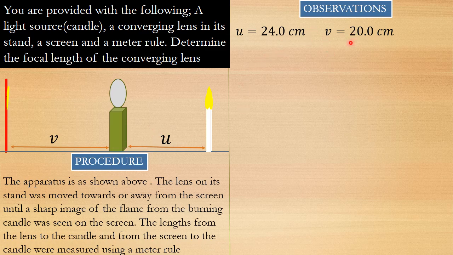Good. So these are our observations. These are the values that we are going to get from this experiment. Then now friends, let's go to the calculations.